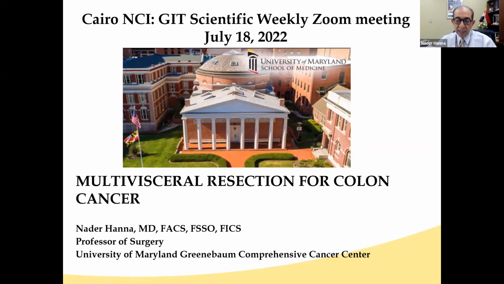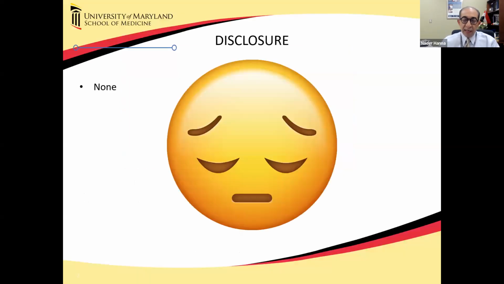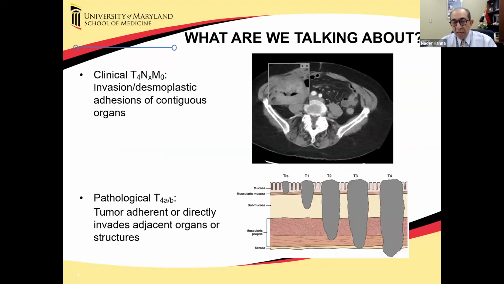So we're going to talk about multivisceral resection for colon cancer. So we're not talking about metastatic disease. And before I start, I have no financial disclosure, and this is my presentation. So what are we talking about when we talk about multivisceral resection for colon cancer? Clinically, we're talking about clinical T4 MX M0.